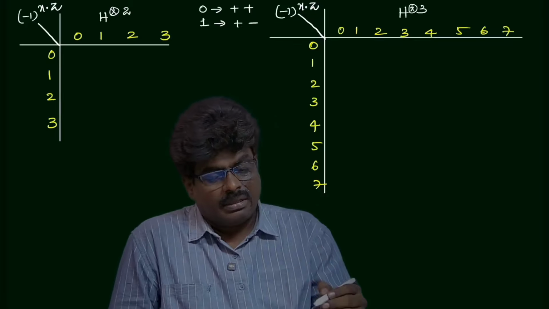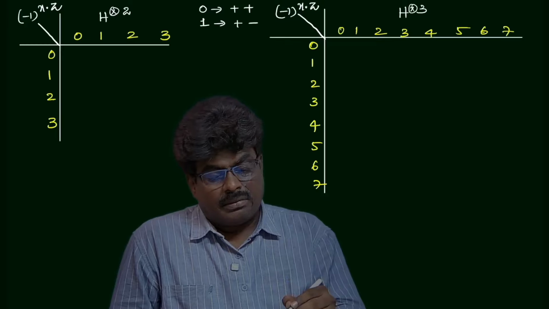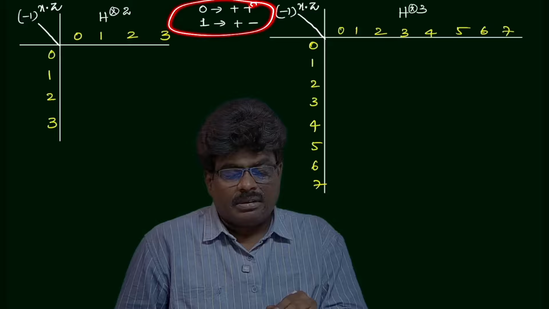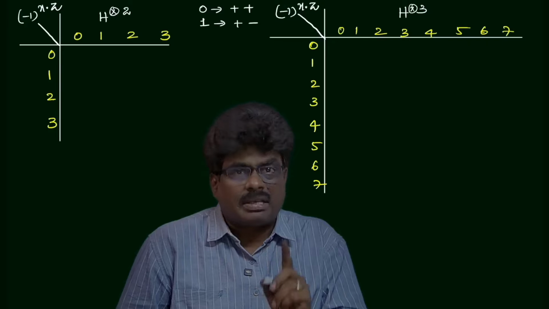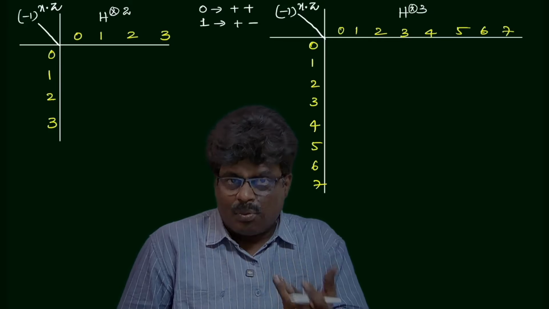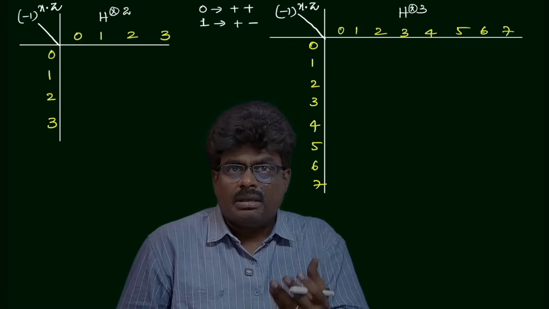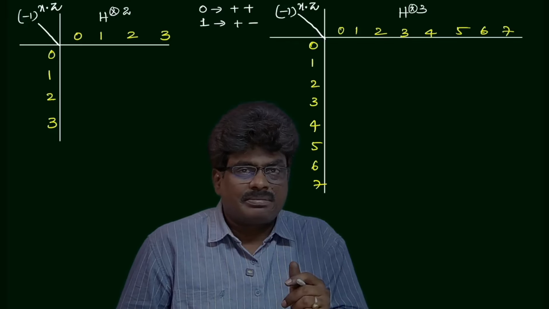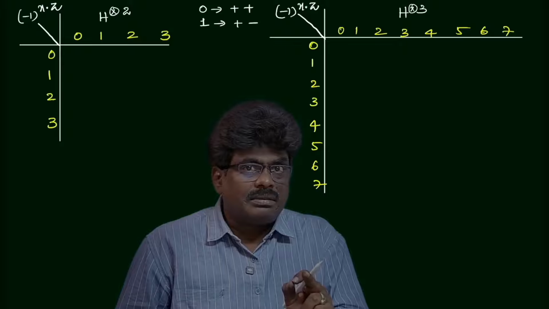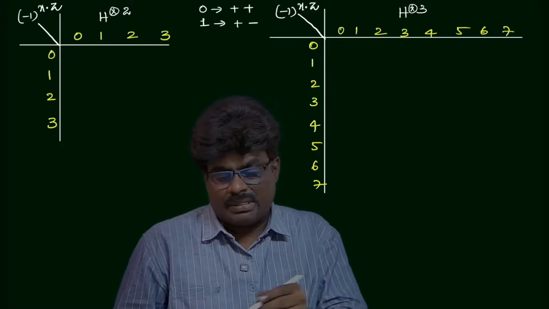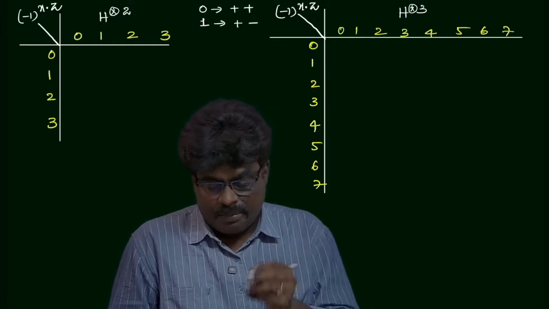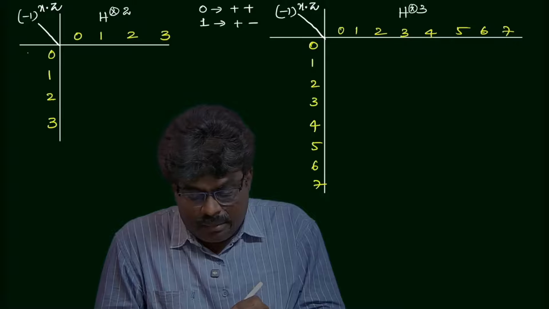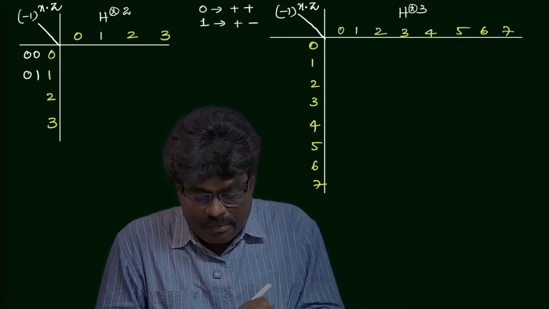Okay, right. So the technique is very simple. Please observe here. If you have 0 as the LSB, you have to start with plus plus. If you have 1 as the LSB, you have to start with plus minus. And after that, the next point is very crucial. Listen carefully. This is very important. So here I am taking 00 in binary notation.